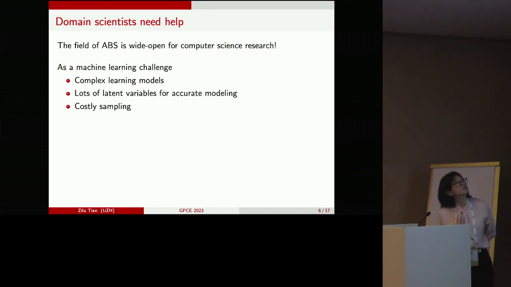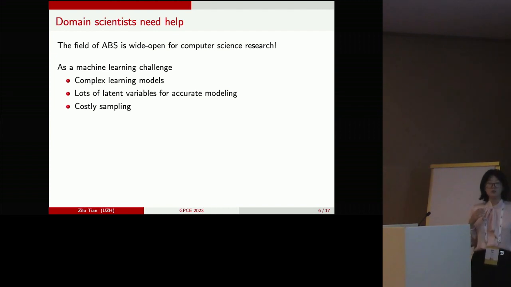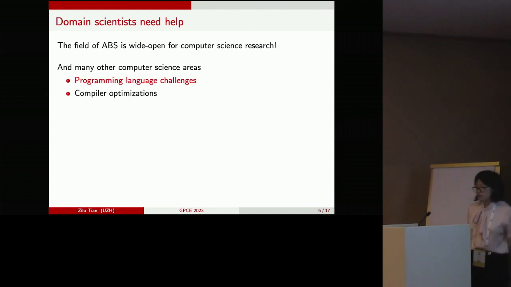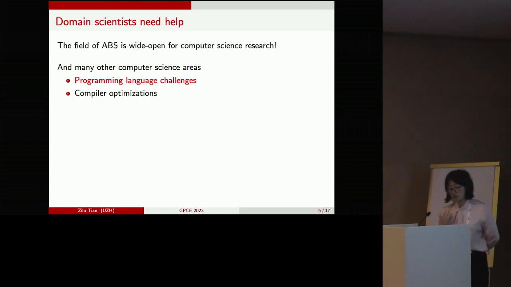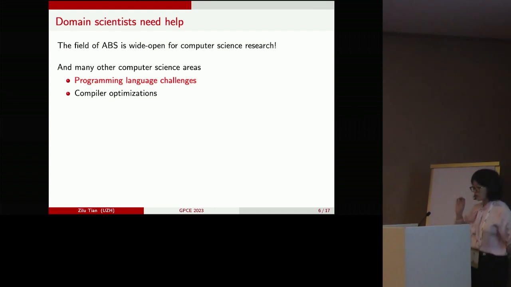It's also interesting for the machine learning community, where people can really use simulations as complex learning models. And some agents have lots of latent variables that contribute to the overall result. But of course, for the focus of the talk today, we will mainly talk about the challenge that's relevant to the programming language community. But there are also compile optimization opportunities in the domain.